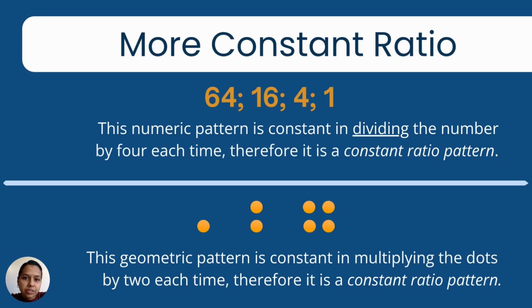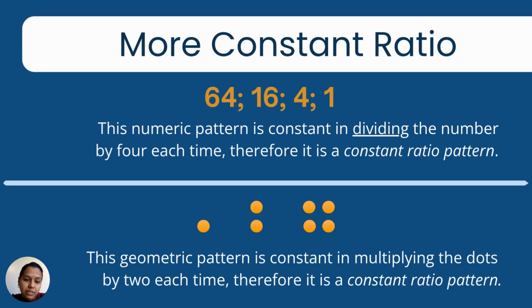So we're going to look at more constant ratio patterns. In the first one, it's a numeric pattern, and in your second one, you can see there's a geometric pattern. So in the first one, we've got 64, 16, 4, and 1. Now, if you notice, between each one, we are dividing by 4. From 64 to 16, there was a division of 4. From 16 to 4, we divided by another 4. And from 4 to 1, we divided by 4 again. So this shows dividing by 4 each time from one term to the next, and so we call it a constant ratio pattern. Remember, constant ratios have multiplication and division in their pattern differences.